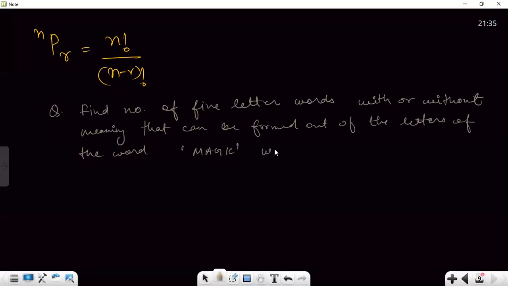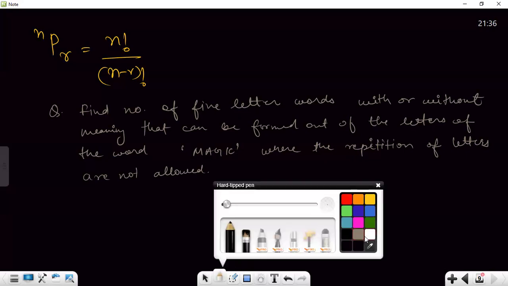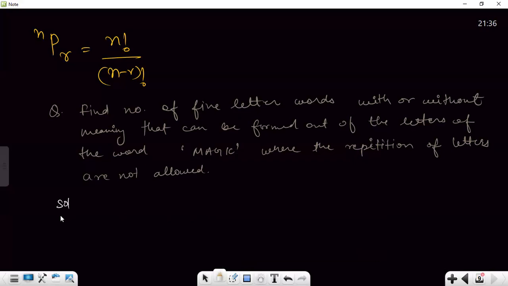Jadoo, where the repetition of letters is not allowed. So when repetition is not allowed, we cannot use the same particular element twice. Okay. So we have to find a 5 letter word. Now please heed how I approach this particular question.